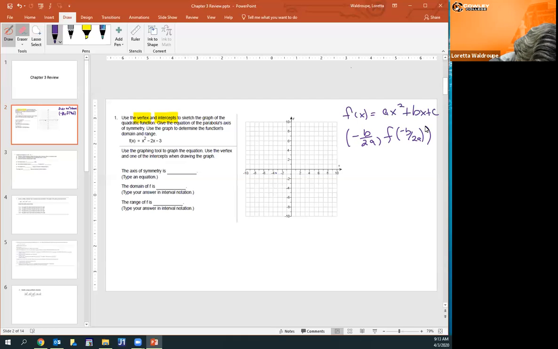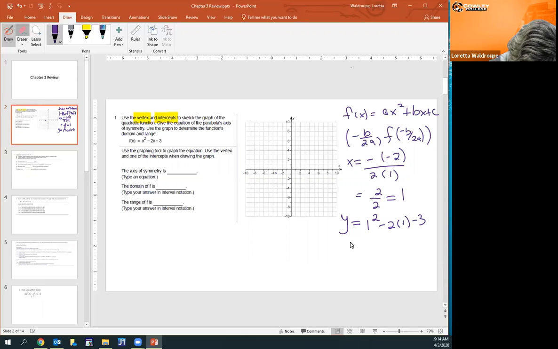So to find the x value, you do negative b. So in my problem, b is negative 2 over 2 times a, which is an understood 1. So that gives me positive 2 over 2, which gives me 1. To find the y value of the vertex, I plug 1 in there in place of x and simplify. So 1 minus 2 minus 3 gives me a negative 4. So my vertex is at 1 and negative 4.